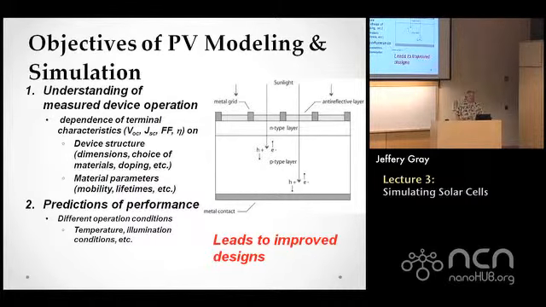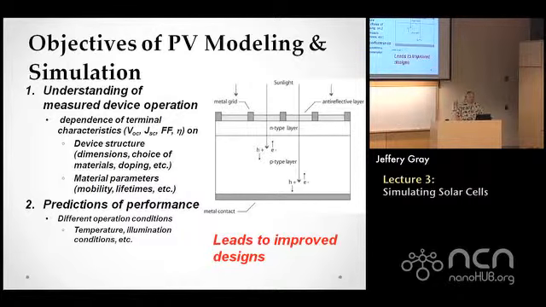All right, so objectives of PV modeling and simulation. A lot of times you'll hear the terms modeling and simulation used interchangeably. Really what I'd like to try to think about is that we create models, and that's the modeling part. The simulation is when we apply those models to either analyze a device or a system or make predictions about what's going to happen.